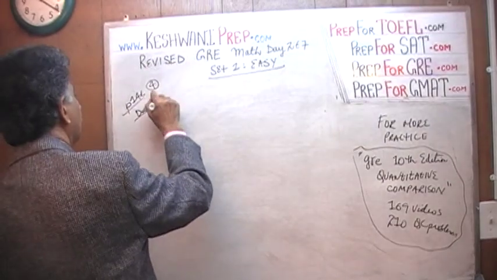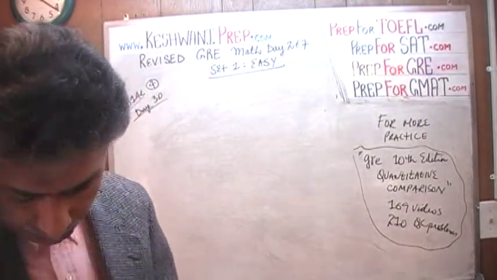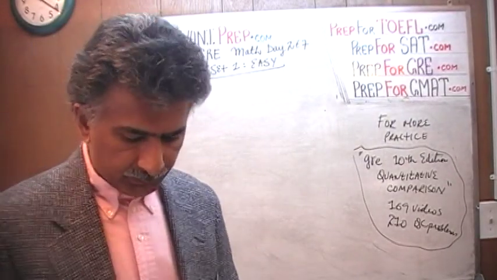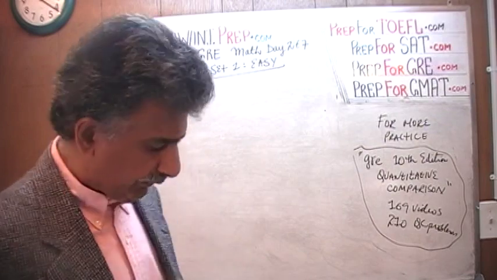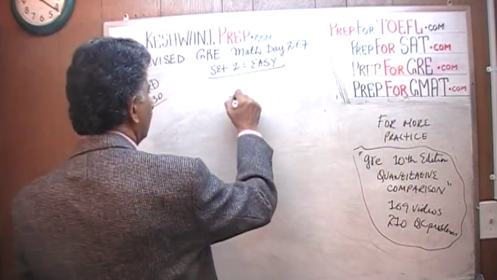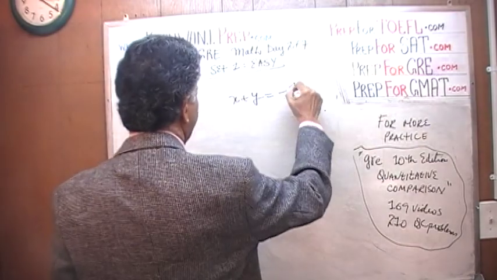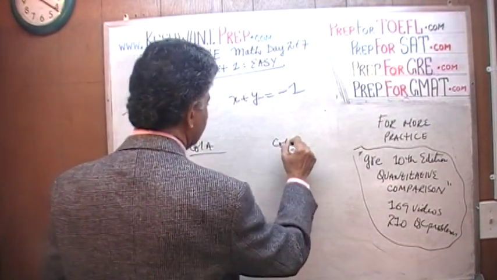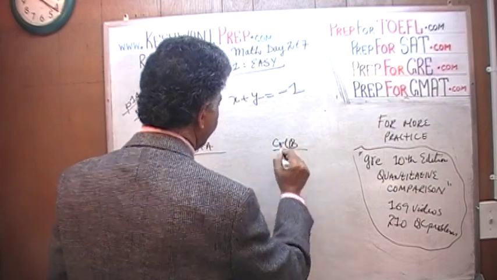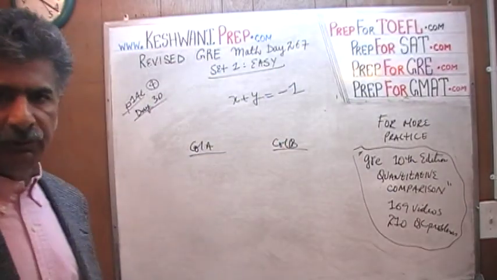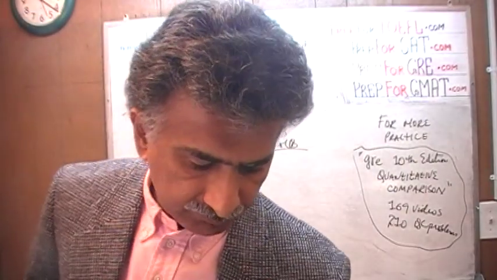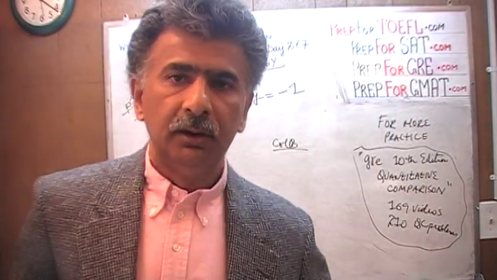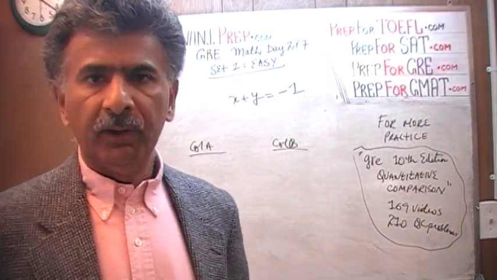Problem number 4, which was done on day number 30. In problem number 4, we are told that x plus y is -1. And the question is, which one is bigger, column A or column B? Well, the simplest, easiest, quickest way here is to plug in numbers for x and y and see what happens.